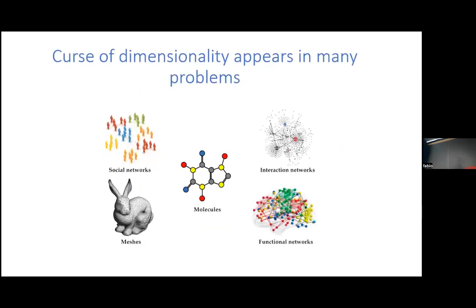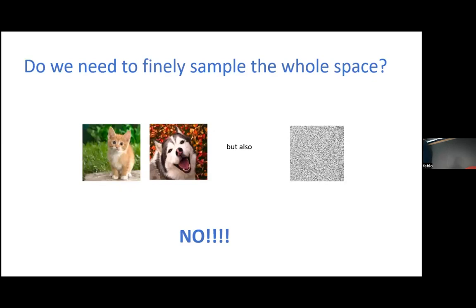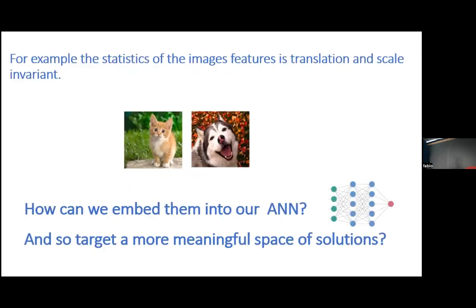And this is a problem that you can see in many aspects of machine learning applications, like social networks, meshes, functional networks, anything that is related to graphs, for example. But what is the catch here? Do we really need to sample the whole space? If you think about images, well, you don't need to, because you don't want to sample noise, okay? You don't care about it. So you have to have priors on the statistics or the geometry of the manifold of the images, and embed them into the neural network.